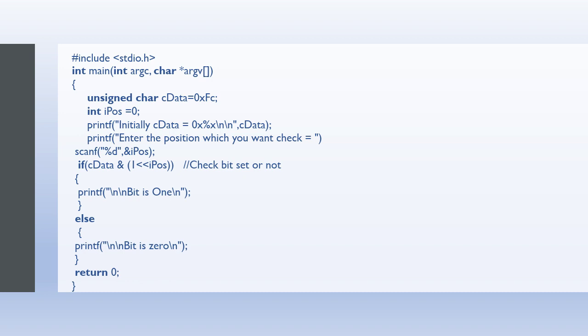You might already have some macros available. Such things would be there, but do this for your understanding. So we'll move on to the next question: how to toggle a particular bit in C.